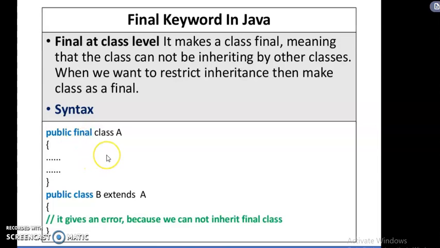The syntax of the final keyword for a class is public final class A. Here, public class B extends A. If you execute this program, it will give an error message because class A is declared final, so you can't inherit the class.